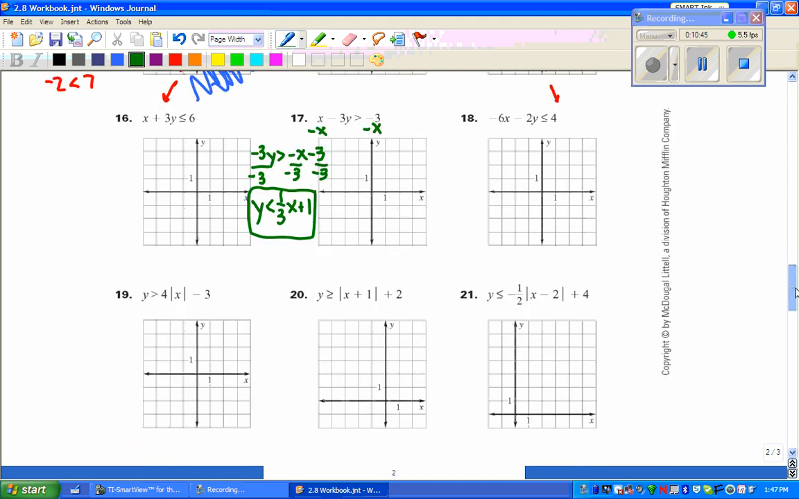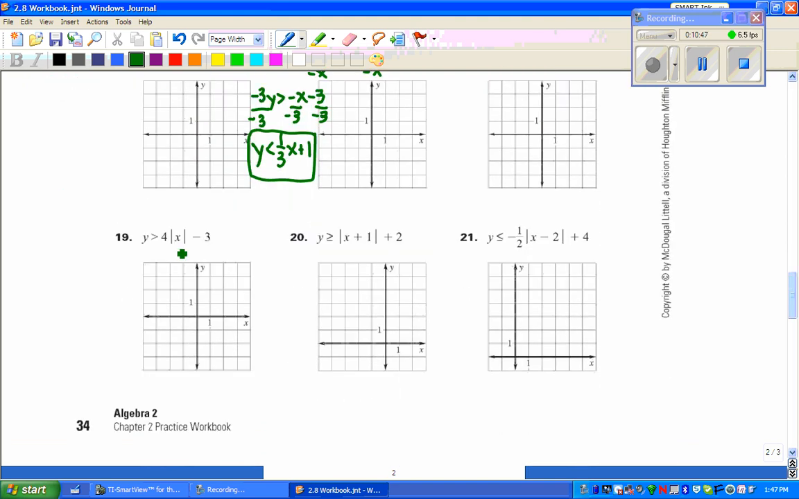Okay? All right, these ones. What we're looking at for these ones are absolute value inequalities. No different. If it's greater than, you're going to shade above. If it's less than, you're going to shade below. So you want to graph this one. Your vertex is at 0, comma, negative 3, and your a value is equal to a positive 4.